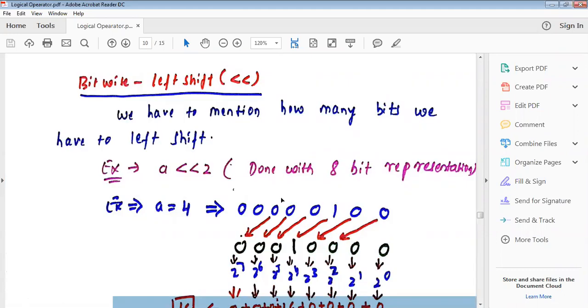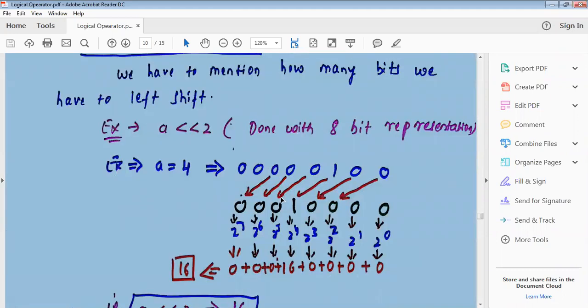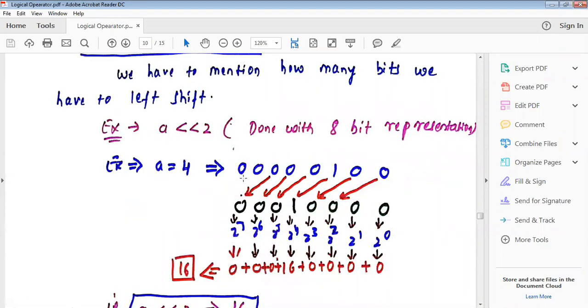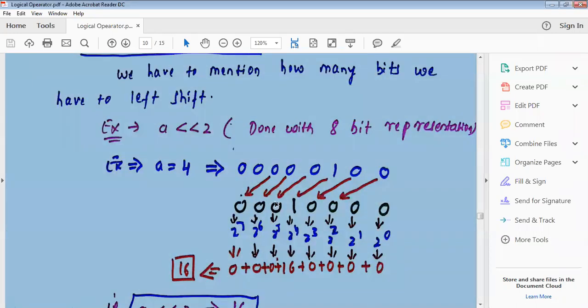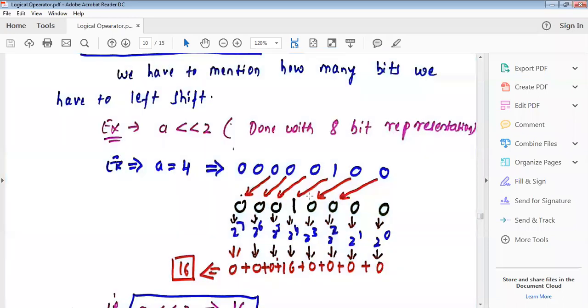You apply 2 left shifts. These 2 bits are the left side bits. When you shift the bits to the left, what happens? This 0 will come here, this 0 will come here, this one will come here, and this 0 comes in this position and this 0 in this position. These 2 zeros are the left shift. So this is the answer for left shift: 0, 0, 0, 1, 0, 0, 0, 0.